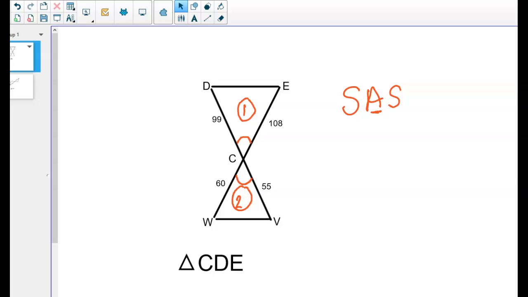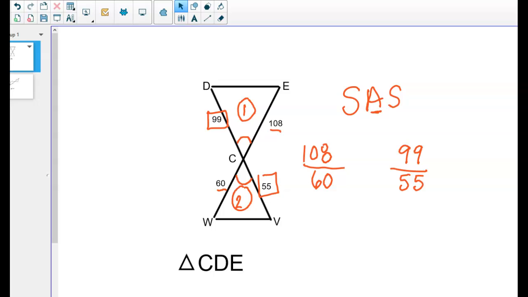But since I chose to call this one 1, I'm going to look for the longest side in triangle 1. Triangle 1 is triangle CDE. The longest side here is 108 because 108 is bigger than 99. So I'm going to put 108 in a proportion with the longest side from triangle 2, which is 60 because 60 is bigger than 55. So I will do 108 divided by 60. Because I labeled this one 1, I'm going to put all the sides from triangle 1 on the top of my ratio. I've got 99 here, and I'm going to compare the shorter side to the shorter side here, 55.